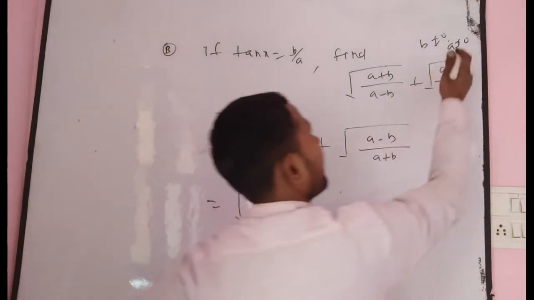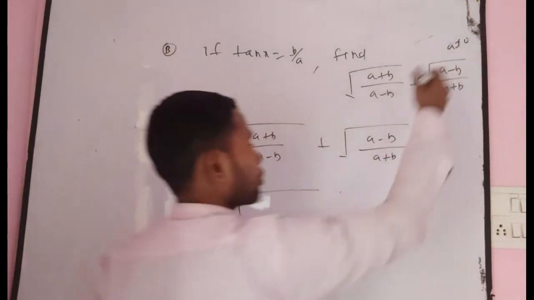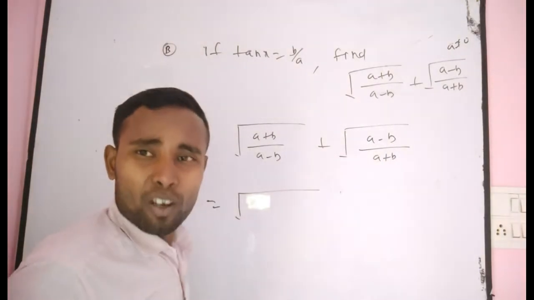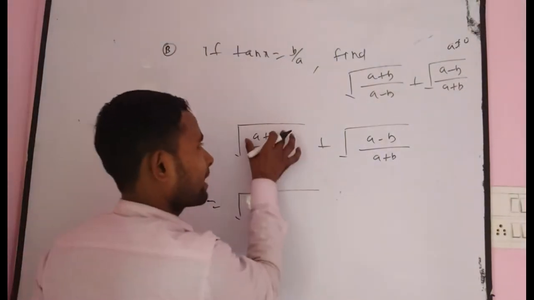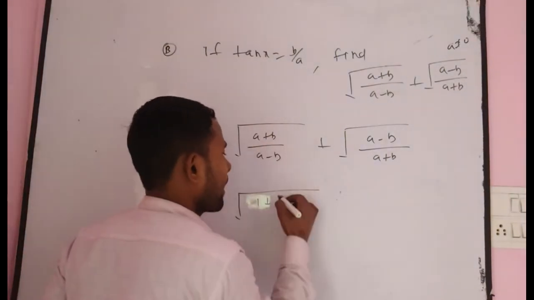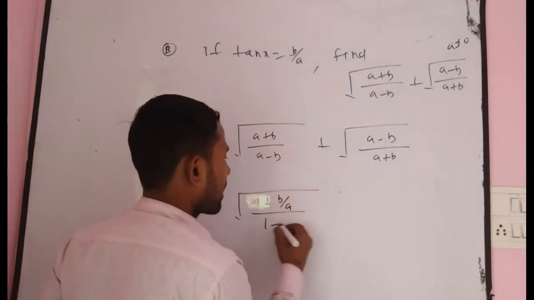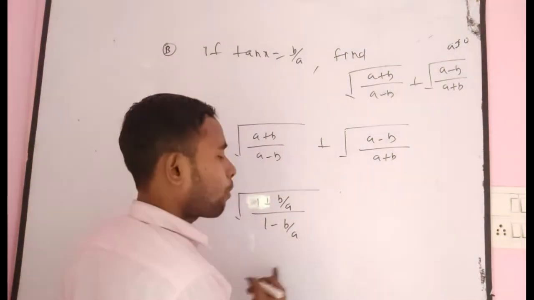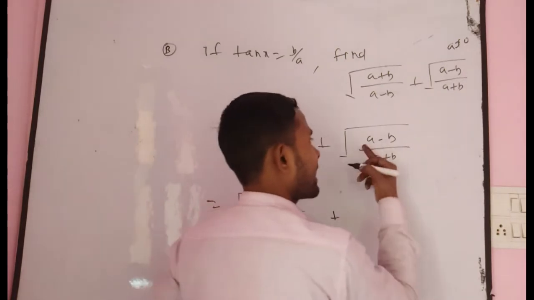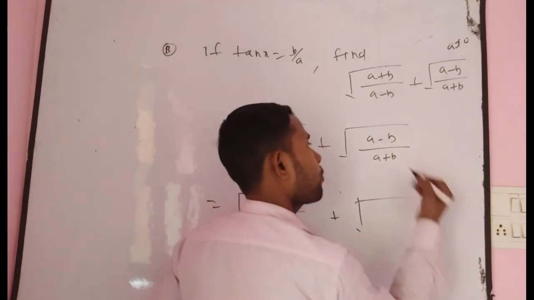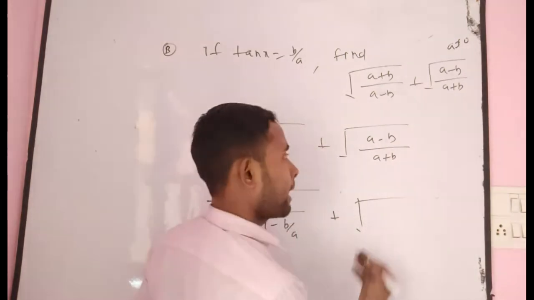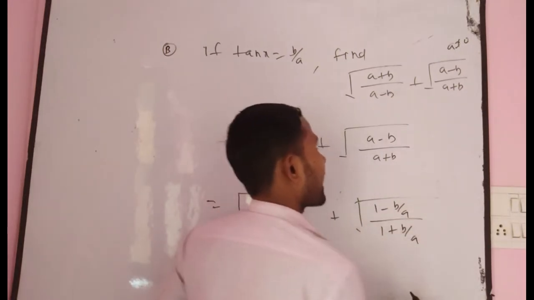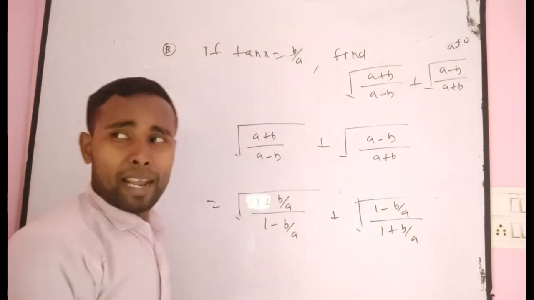Or suppose that a is not equal to 0, it is given that a is not equal to 0. If a is not equal to 0, can you divide numerator and denominator by a? If you divide the numerator by a, you get 1 plus b by a divided by 1 minus b by a. Can you write it? Plus, here it is, under root. If you again divide numerator and denominator by a, you get 1 minus b by a divided by 1 plus b by a. As you know that tan x is equal to b by a.